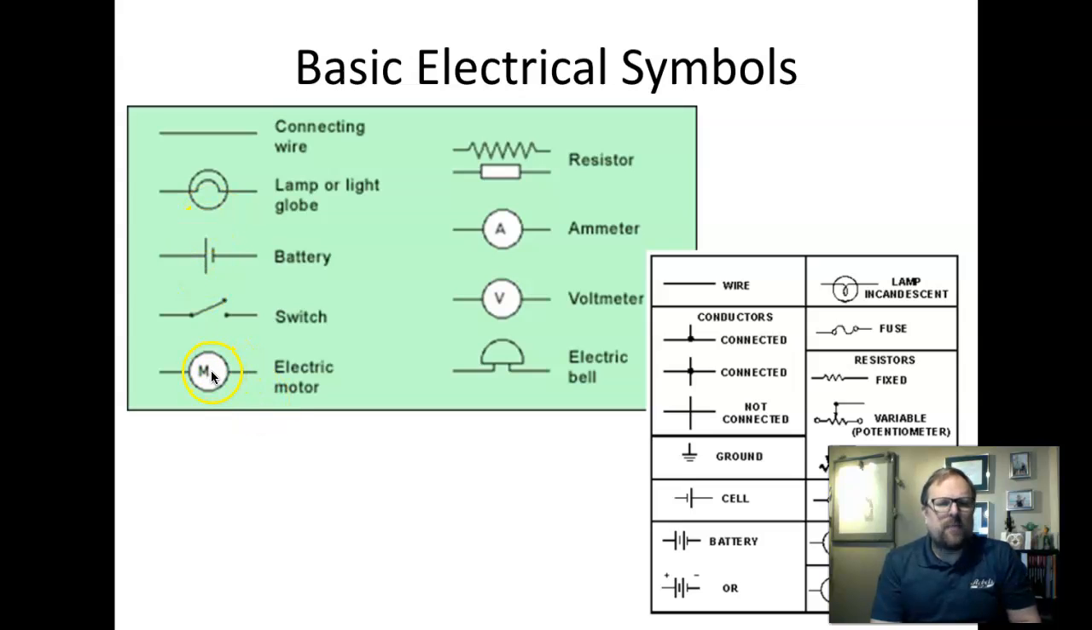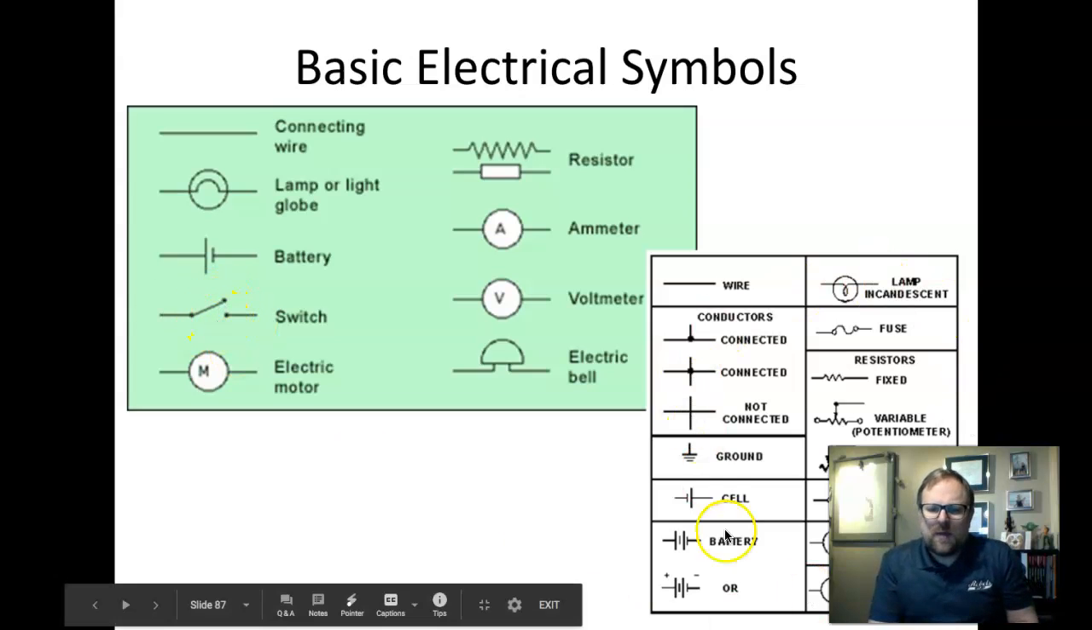A circle with an M is a motor. One of these things, here's your wire, and then it comes up and makes a break and then goes over here. That's a switch. As soon as that comes down, the switch is on. And then there's a bunch of other sort of examples down here for you.